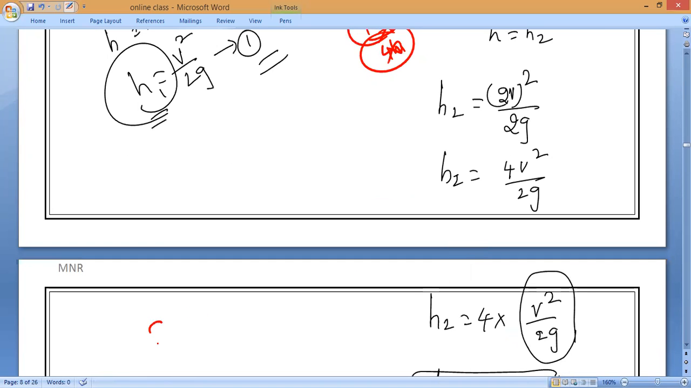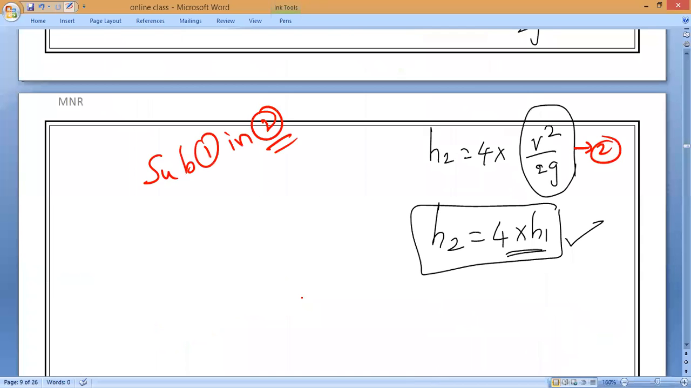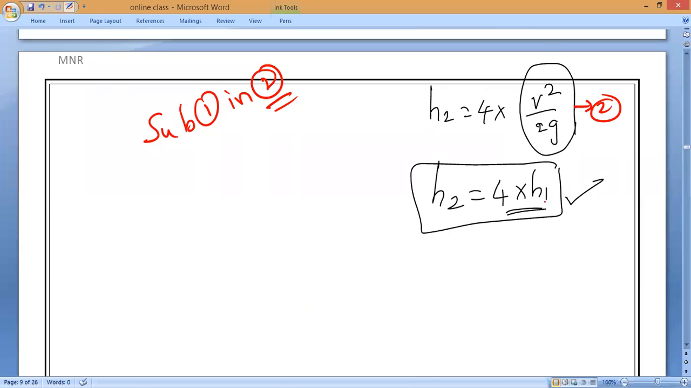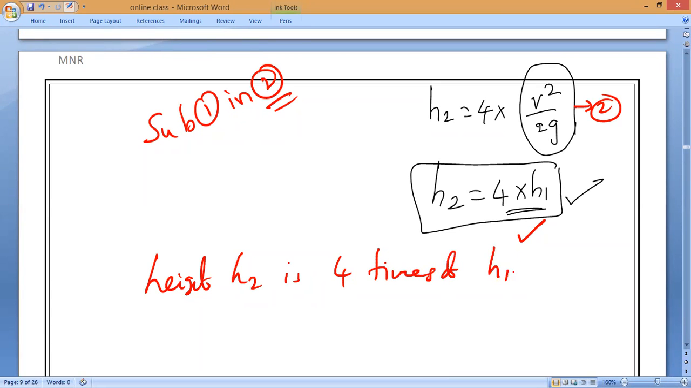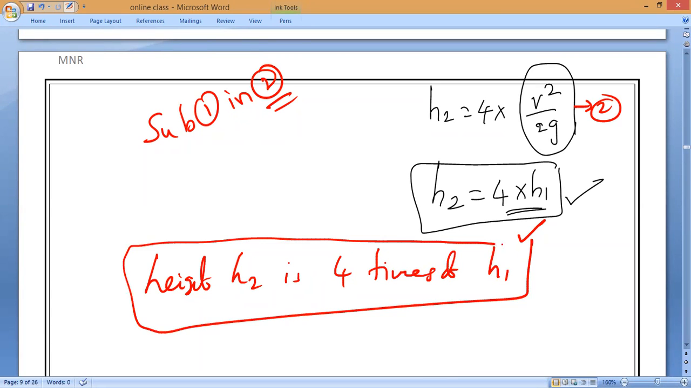So here you can substitute. Let me assume this is equation 2. Substitute equation 1 in equation 2, and you will get the answer: h2 is equal to 4 times h1. Is it okay, guys? Understanding? So the height h2 is 4 times h1. That is the statement.